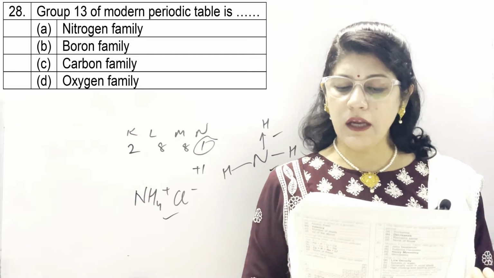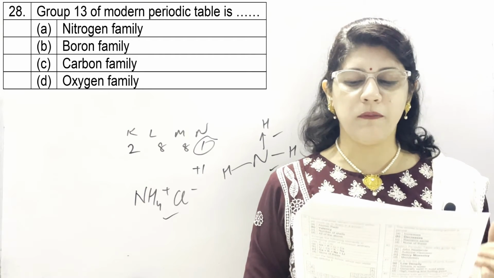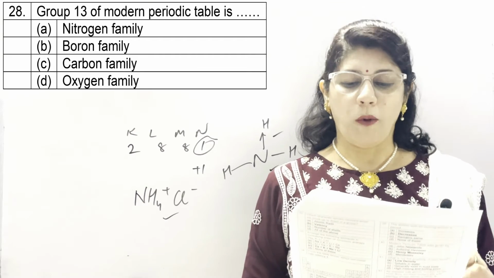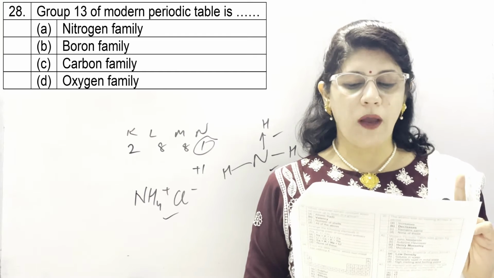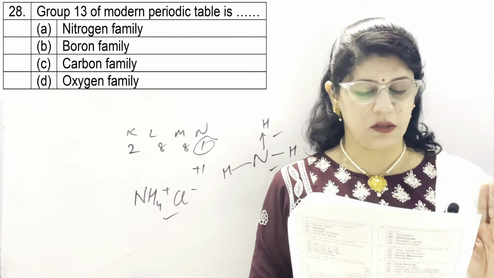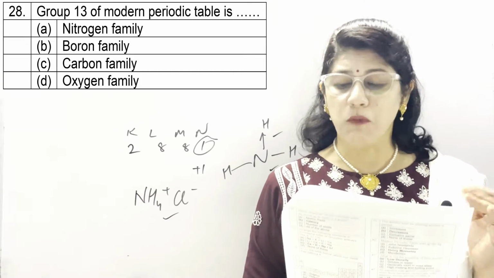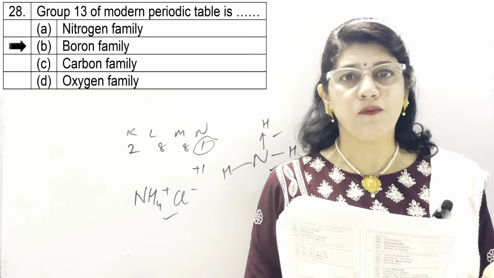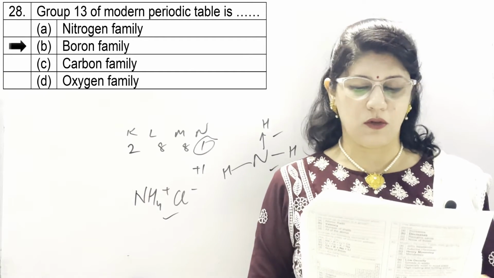Question number 28. Group 13 of modern periodic table is, option 1 is nitrogen family, second is boron family, third is carbon family, and fourth is oxygen family. So correct option is boron family, because boron is the first element of the 13th group.